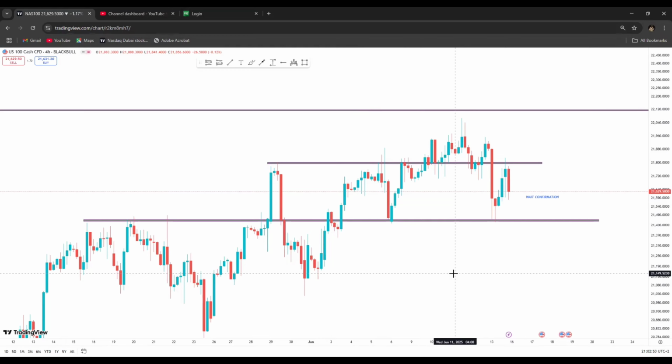But without further ado, let me share to you guys possible direction for the coming week, and let me make sure that I prepare you guys for the next trading week, right?